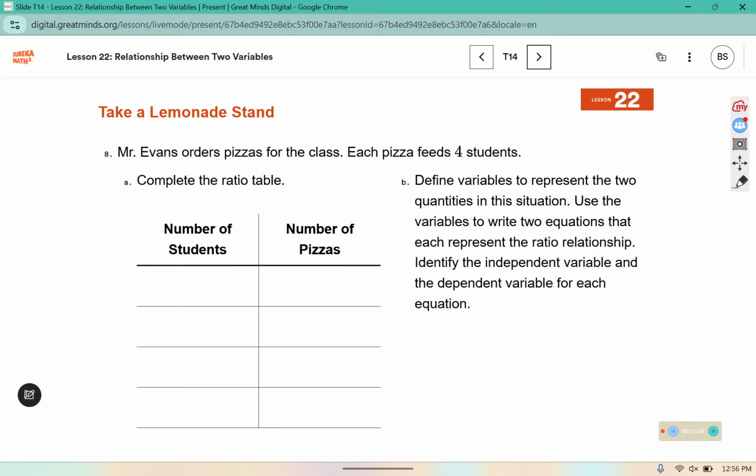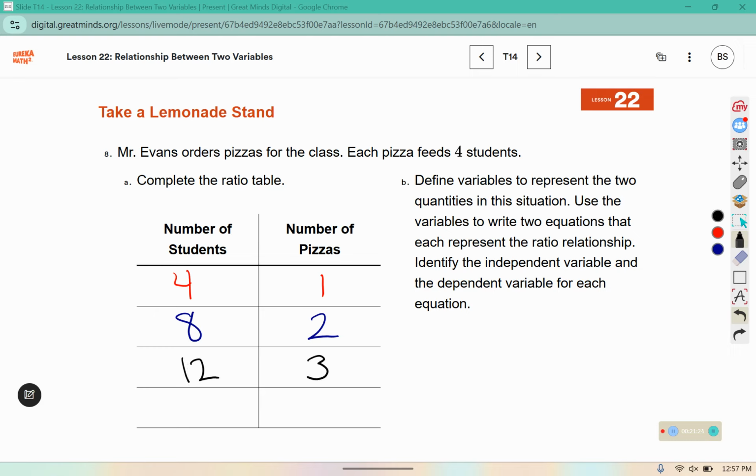Mr. Evans orders pizzas for the class. Each pizza feeds 4 students. Complete the ratio table. So we have 4 students, and they need 1 pizza. If I had 8 students, they would need 2 pizzas. 12 students would need 3 pizzas. And 16 students would need 4 pizzas.